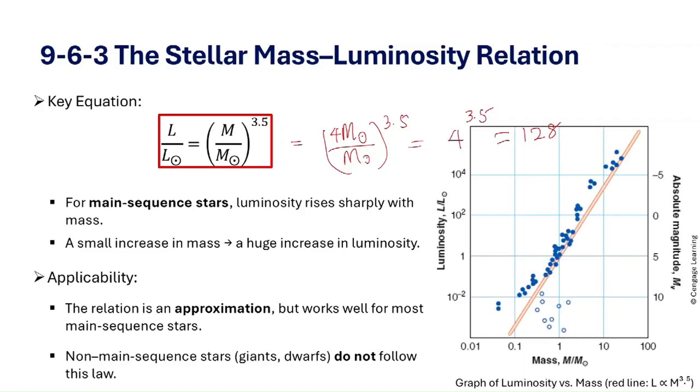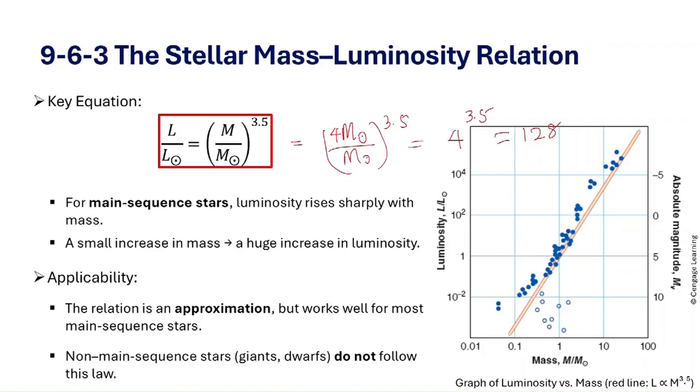Now let's look at this graph. The graph plots luminosity versus mass for stars. And the red line represents the L proportional to M to the 3.5 power relation. So you can see that the open circles representing white dwarfs do not follow the line because they are not main sequence stars.